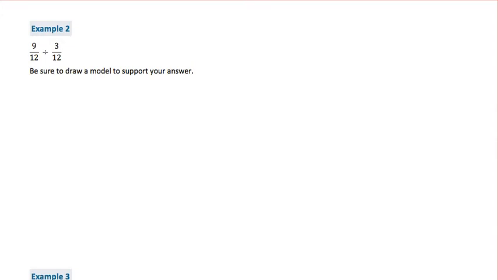In example 2, we're asked, what is 9/12 divided by 3/12? And we are again going to create a model to support our answer. One way to interpret the question is by saying how many 3/12 are there in 9/12. In other words, I need to divide 9/12 by 3/12, which is the same as 9 units divided by 3 units, which is 3. That's because the size of the units that we're starting with, which are 12ths, and the size of the units that we're dividing by are both 12ths.